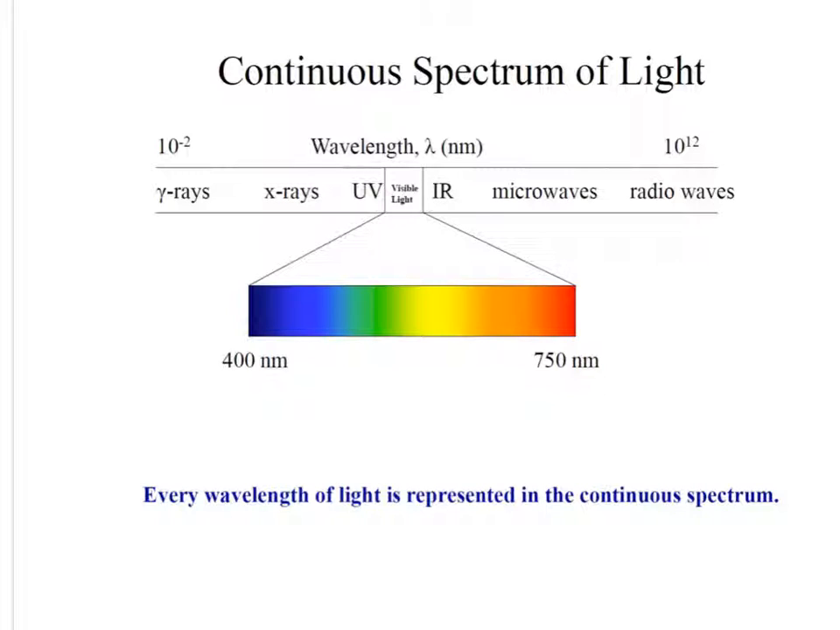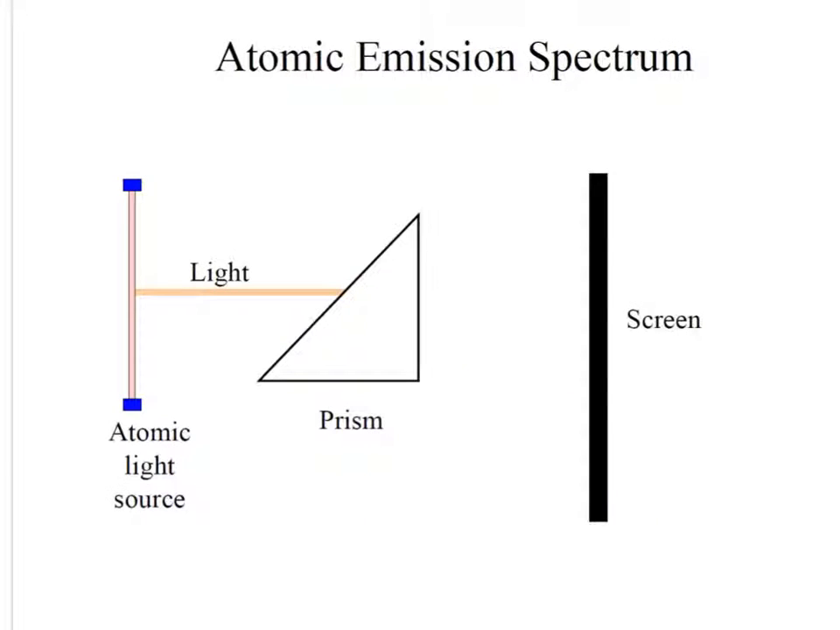Indigo light has a wavelength of 400 nanometers, and red light has a wavelength of 750 nanometers. So the rainbow represents a continuous spectrum. It just kind of fades into the next. An atomic light source may be attained by burning an element over a flame, like we did in the flame test, right? Or you put gases like neon gas in a glass tube, and electricity flows through the tube.